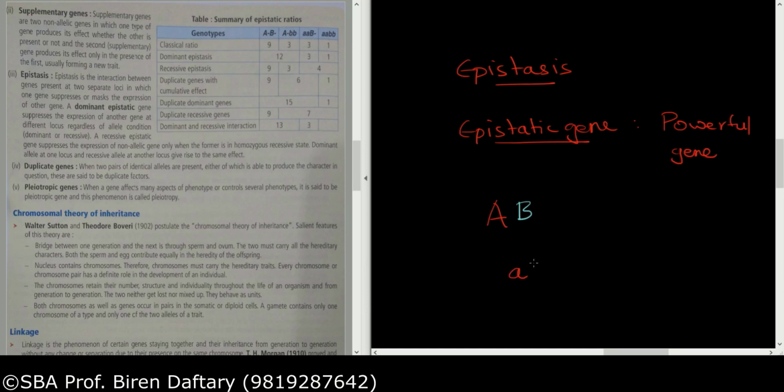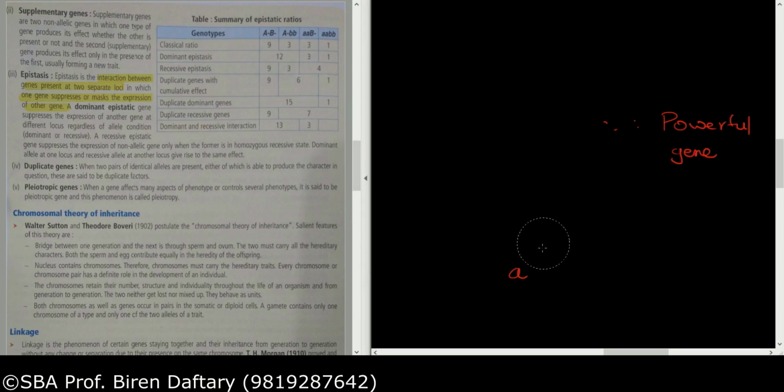So epistasis, as given over here, is the interaction between genes present at separate loci, because it is intergenic again, in which one gene suppresses or masks the expression of another gene. So the epistatic gene is powerful, it will not allow the other gene to show its effect. Now there are two types of epistasis: dominant epistasis and recessive epistasis. So let us study the difference between them.